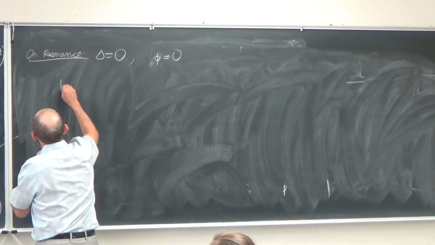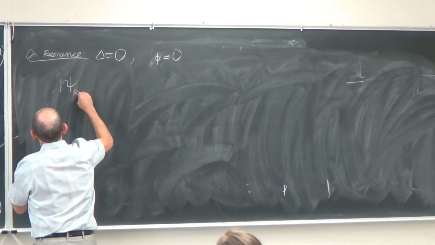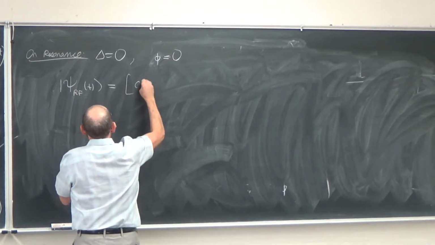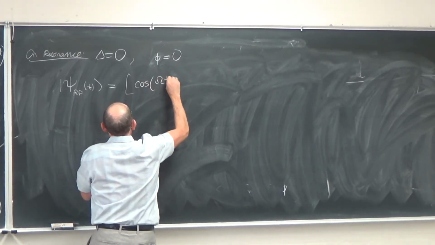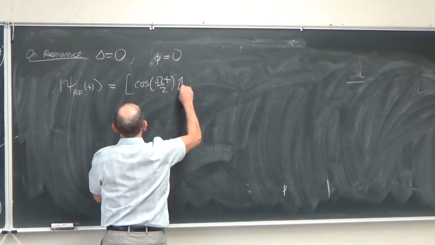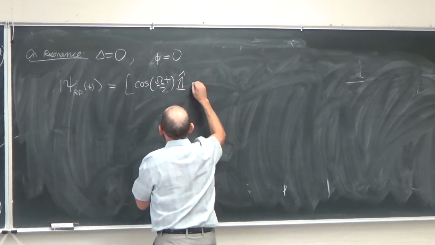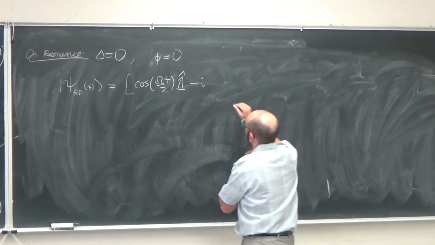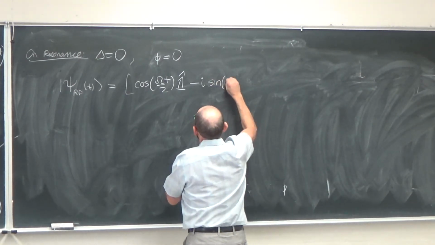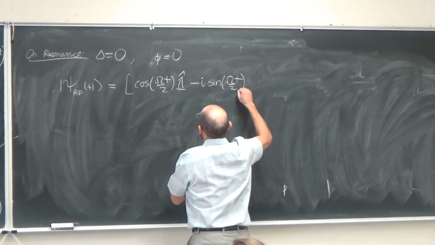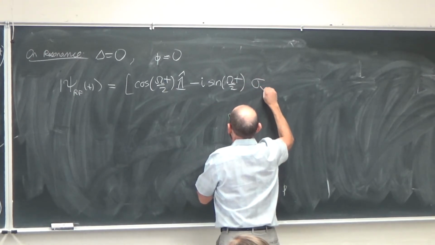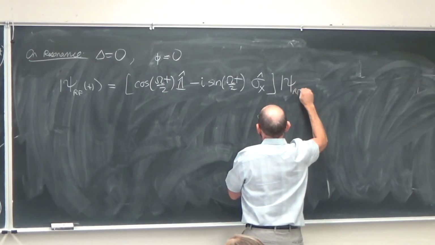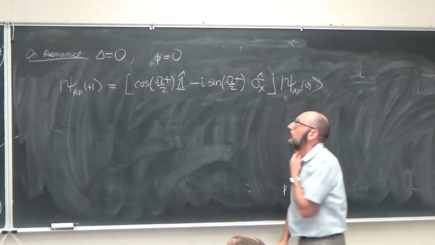So in that case, the state in the rotating frame is equal to cos(omega t over 2) times the identity minus i sine(omega t over 2) sigma x. Right.